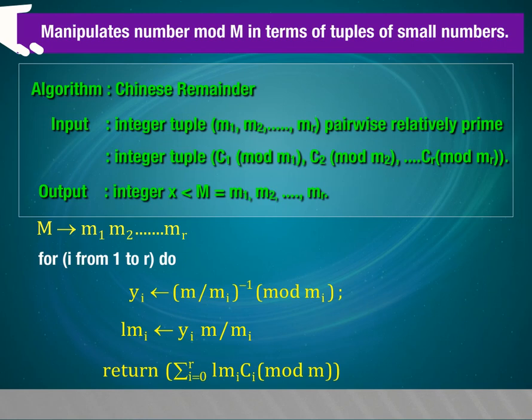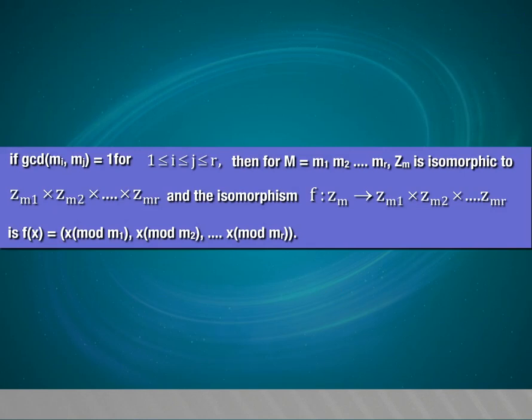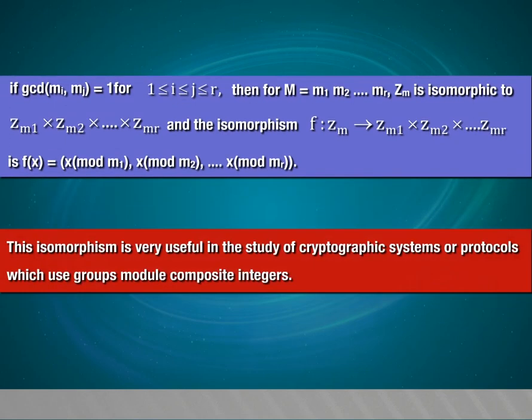Lmi ci mod m. If the GCD of mi and mj is equal to 1 for 1 less than or equal to i, j less than or equal to r, then for m equal to m1, m2, and so on up to mr, Zm is isomorphic to Zm1 times Zm2, and so on up to Zmr, and the isomorphism f from Zm to Zm1 times Zm2 and so on up to Zmr is f of x equal to x mod m1, x mod m2, up to x mod mr. This isomorphism is very useful in the study of cryptographic systems or protocols which use groups modulo composite integers.